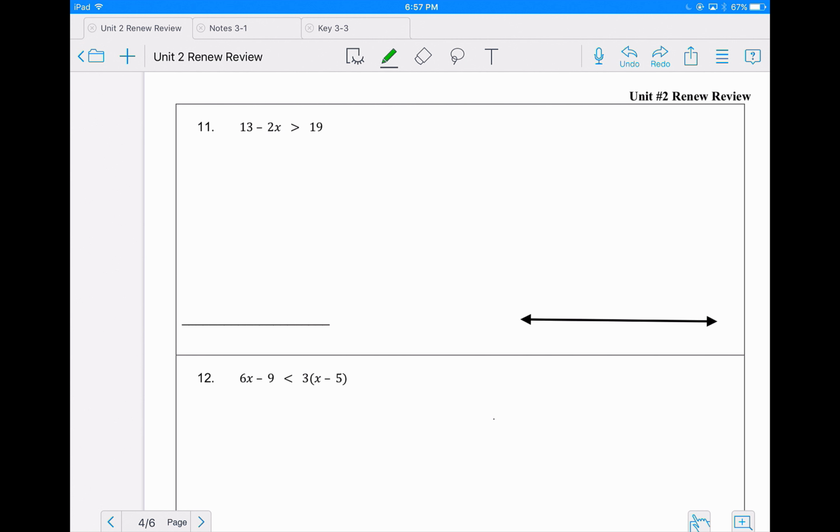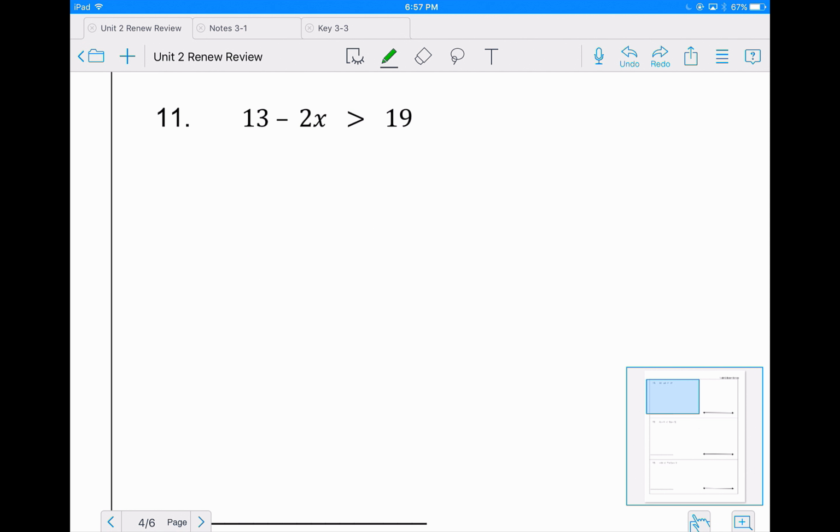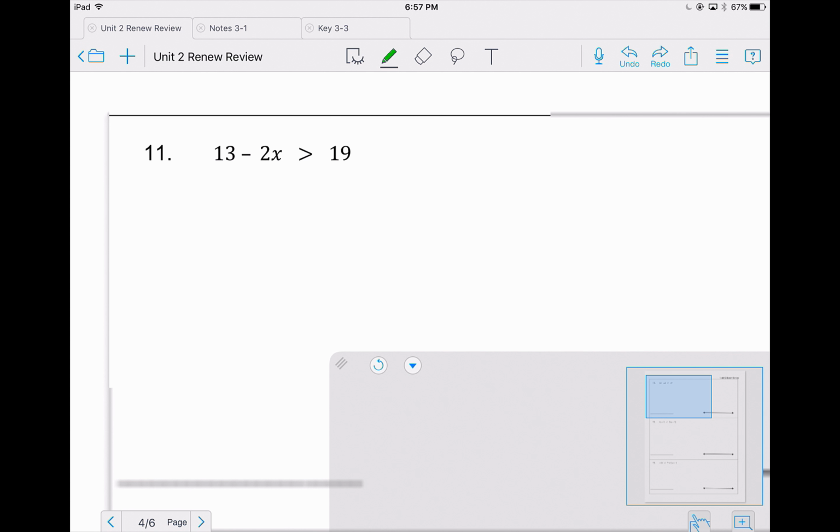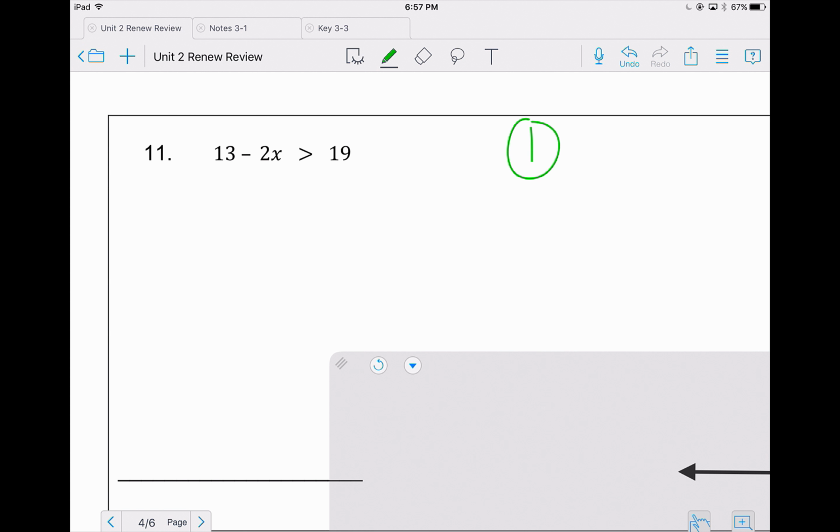This video is for the Unit 2 review. It's the second part, so this is what you are supposed to do by Wednesday before you take the test. For problem 11, they ask us to solve and graph.